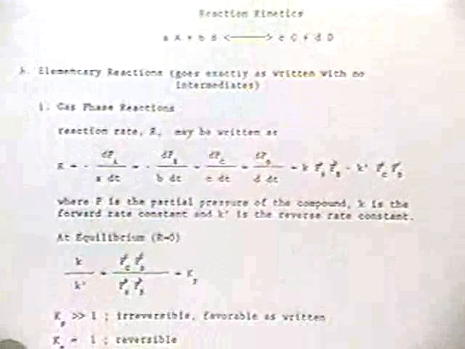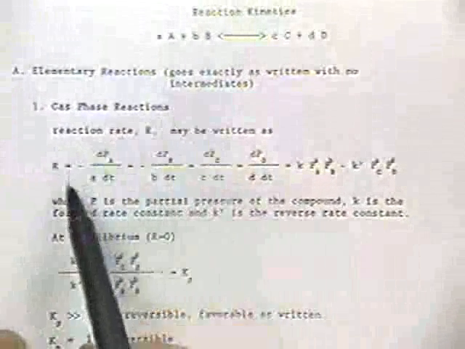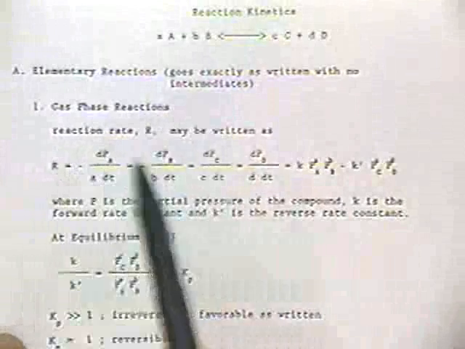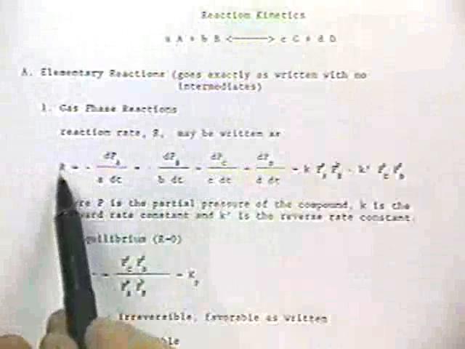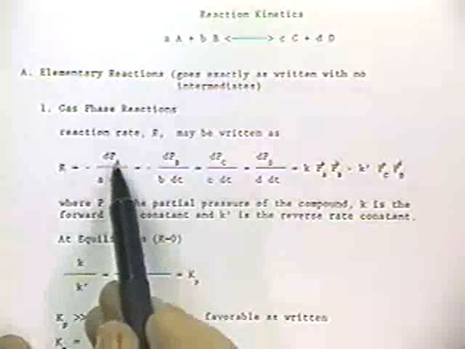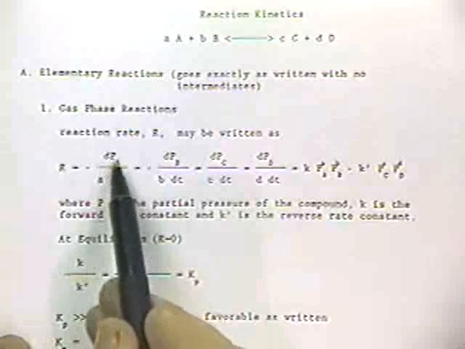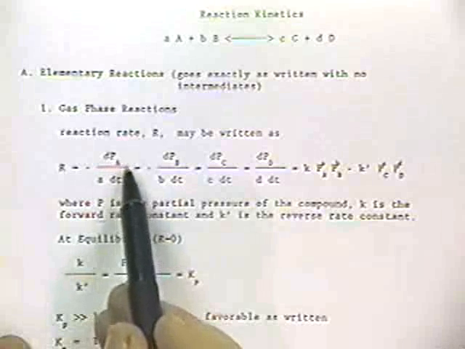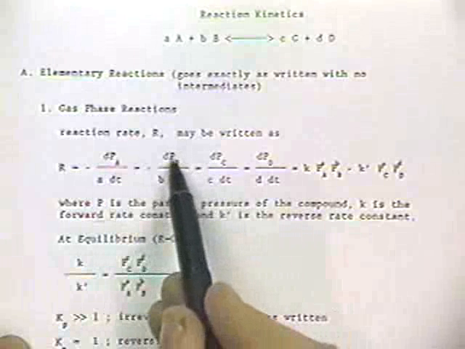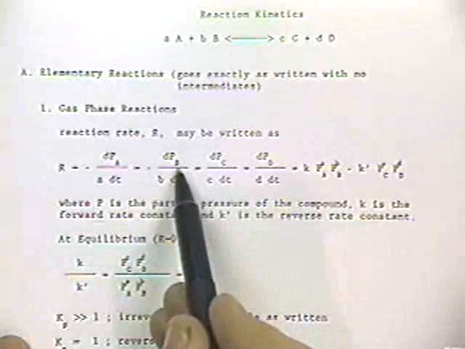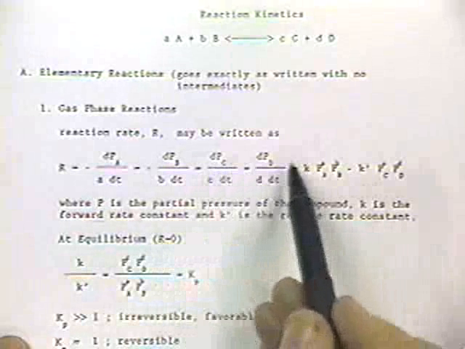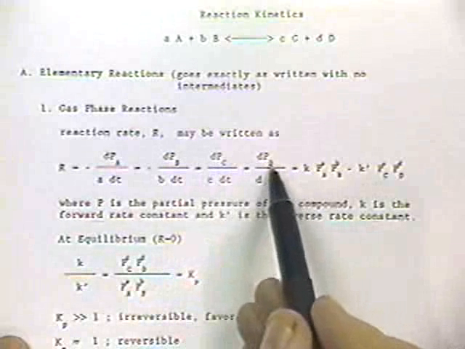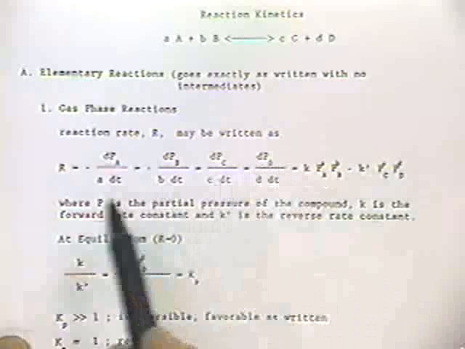If we have a gas phase reaction, the rate of this reaction, that is how fast A and B react to form C and D, is given as the rate at which the partial pressure of species A goes away, the rate at which species B goes away, or the rate at which the partial pressure of species C increases, or the rate at which the partial pressure of species D increases.